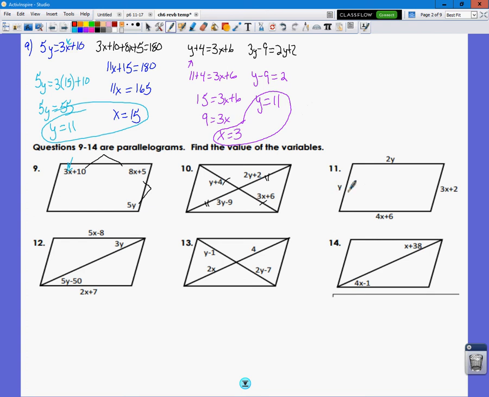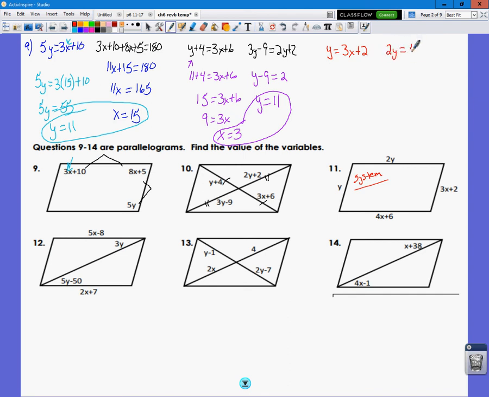Number 11, you will have to use a system of equations to find this one, because opposite sides both have a y in it and an x. Y is equal to 3x plus 2.